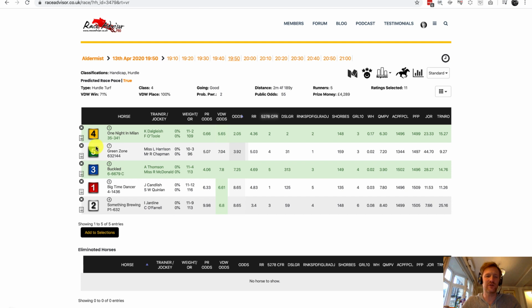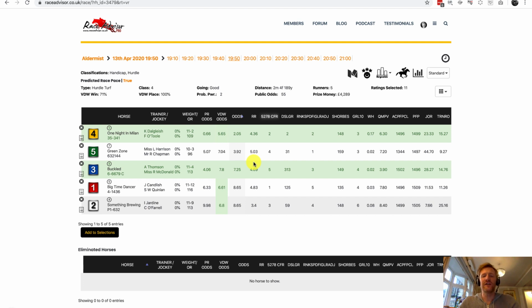So let's just look at where this horse stands today. Buckled this is. Number 5 in 5278, not super strong, but number 3 ranked speed figure last race, decent. Good races in the last 10, good runs in the last 10 races. Win history poor. QMPV what we were expecting really. PFP 1496. I mean, that has really taken a hit.